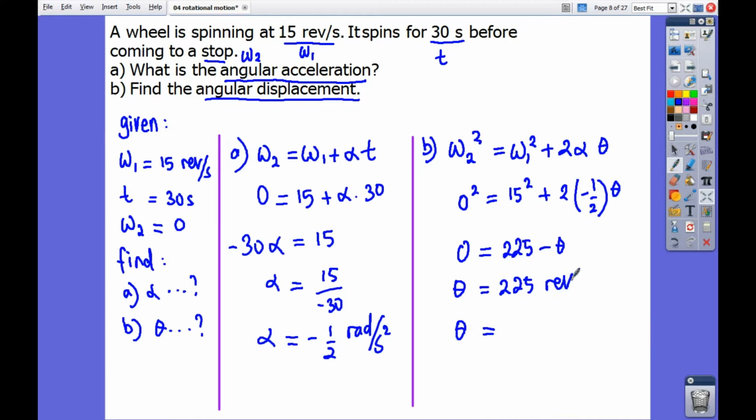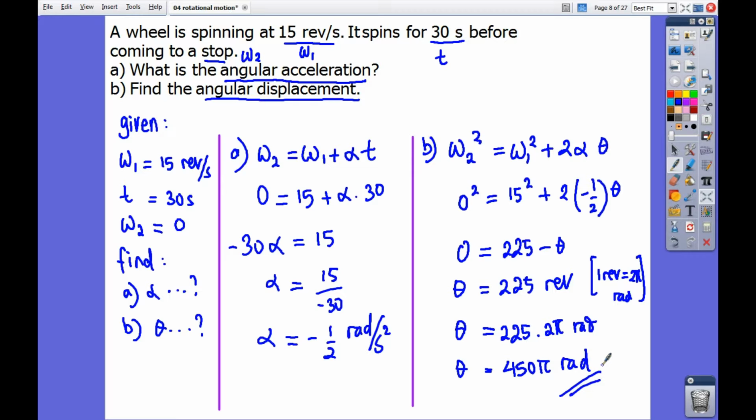Or if you want to convert it into radians, as we know 1 revolution is 2 pi radians. We can multiply 225 with 2 pi radians. So here we get 450 pi radians. That's that.